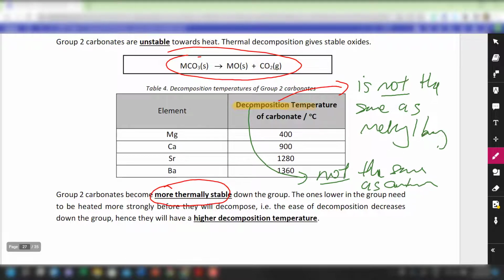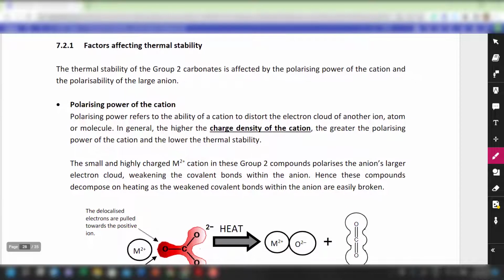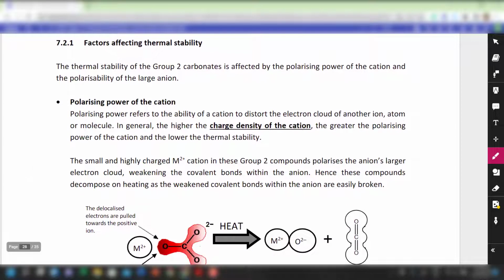Generally, for decomposition, you notice that on the left hand side of the equation, nothing is added. On its own, due to heat alone, it will decompose into a more stable compound, as well as drive out a small molecule. The explanation is given in section 7.2.1, which I have indirectly mentioned earlier on.